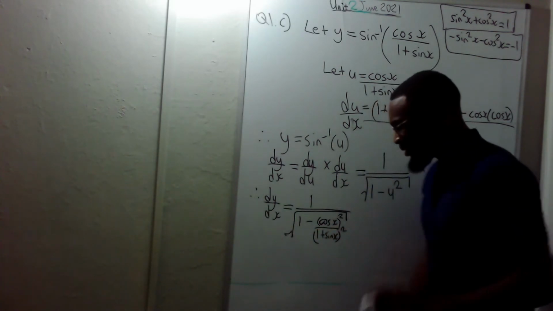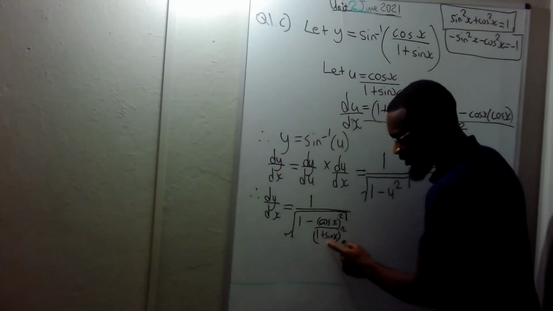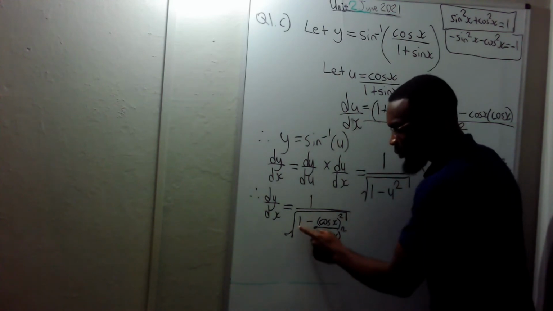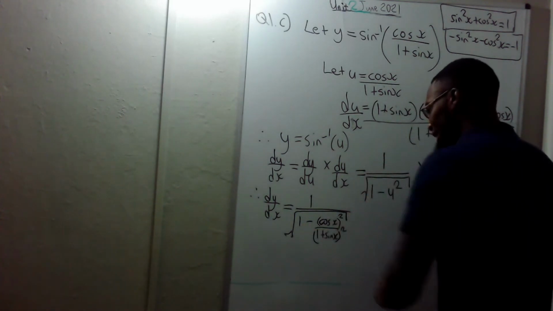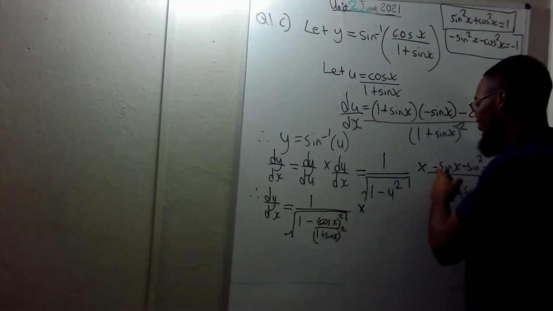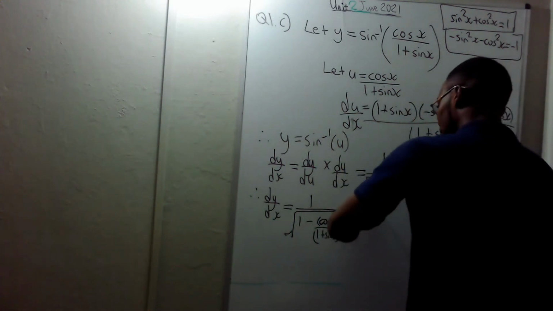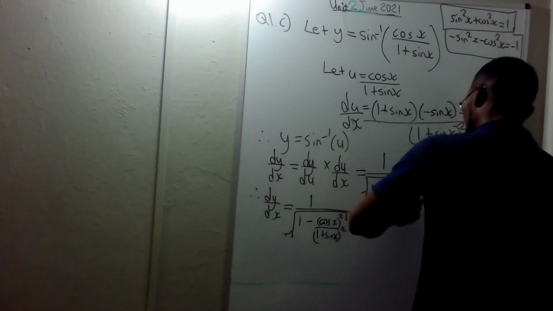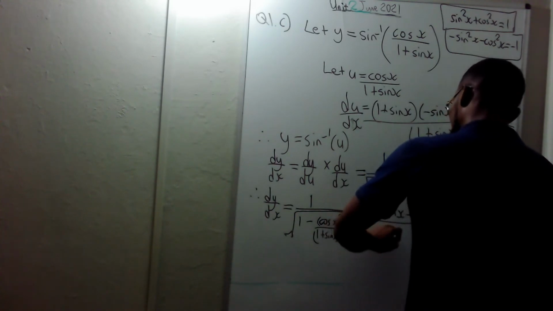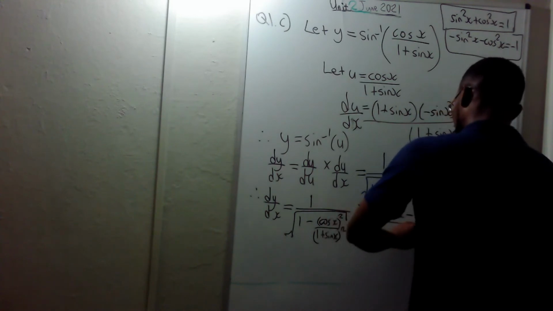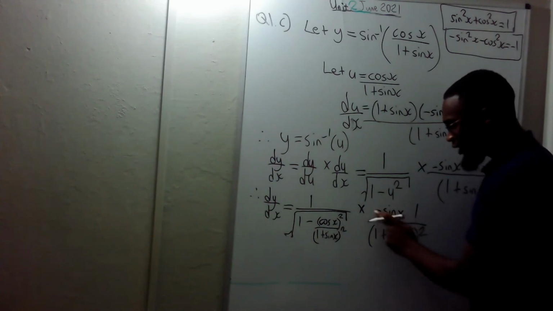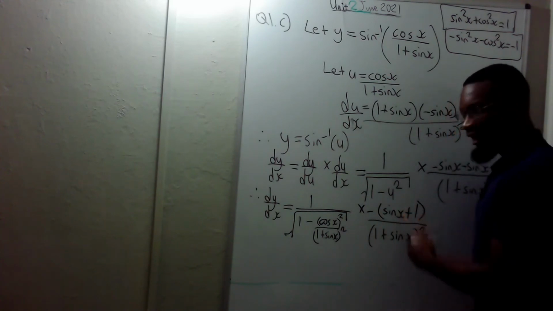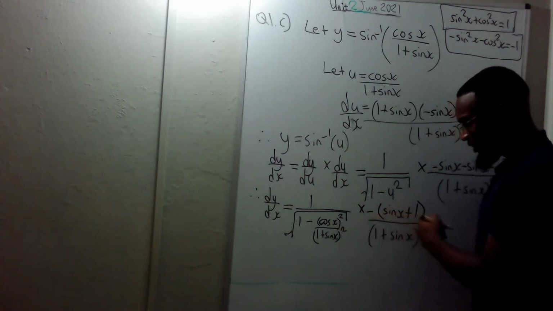Now this is the key step, guys. Since this is 1 plus sin x right here, we can change this 1 to 1 plus sin x over 1 plus sin x. We'll do that in the next line. Multiplied by minus sin x minus 1 over 1 plus sin x all squared. In this line, minus sin x minus 1, we can factor out a minus and write it as sin x plus 1. That's beautiful. So let's factor out a minus right there.